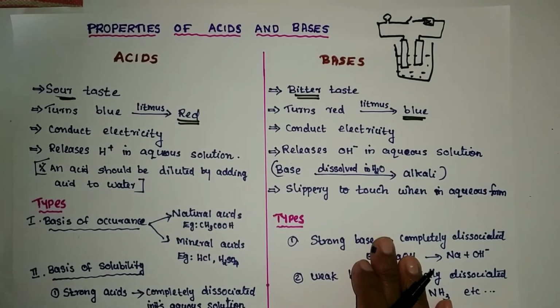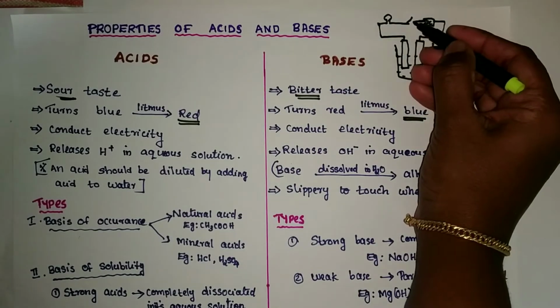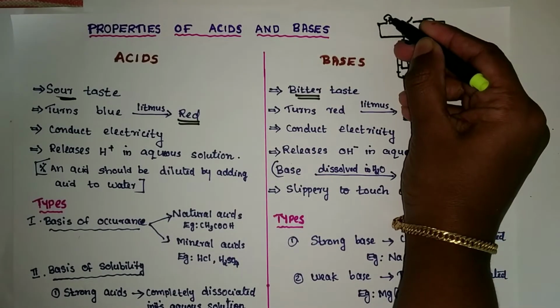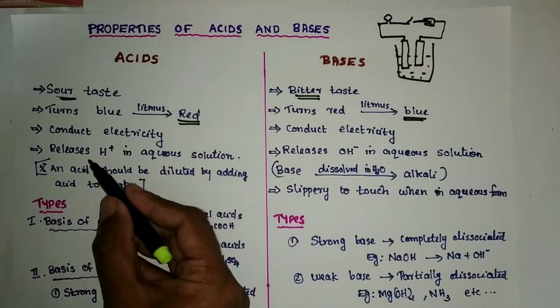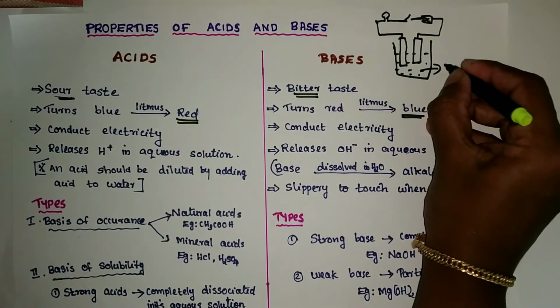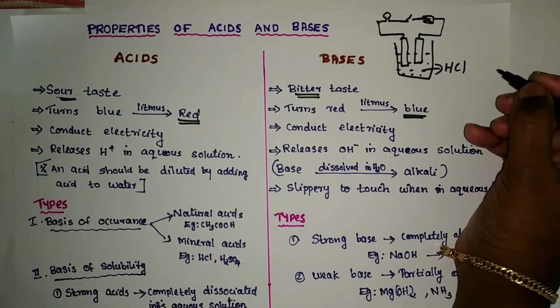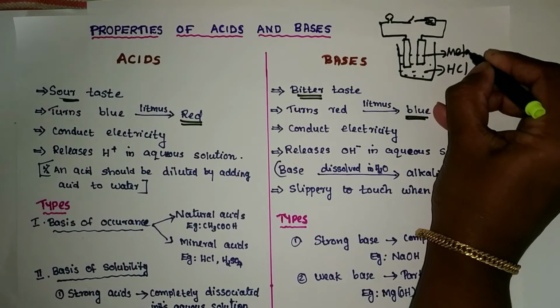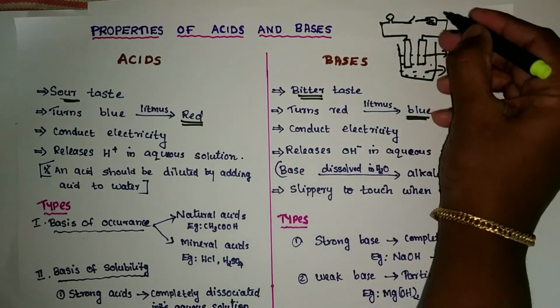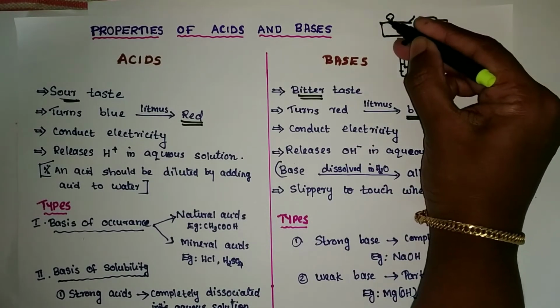So, while you are turning on the switch, at that time you can see that this bulb starts glowing, which indicates that acids conduct electricity. Either you can take acid or base. So here I took hydrochloric acid and here metal rods are there. I should connect that with a battery, switch and bulb.